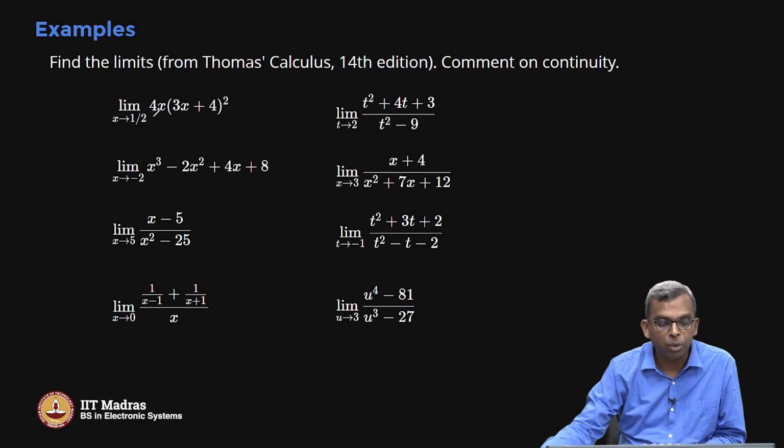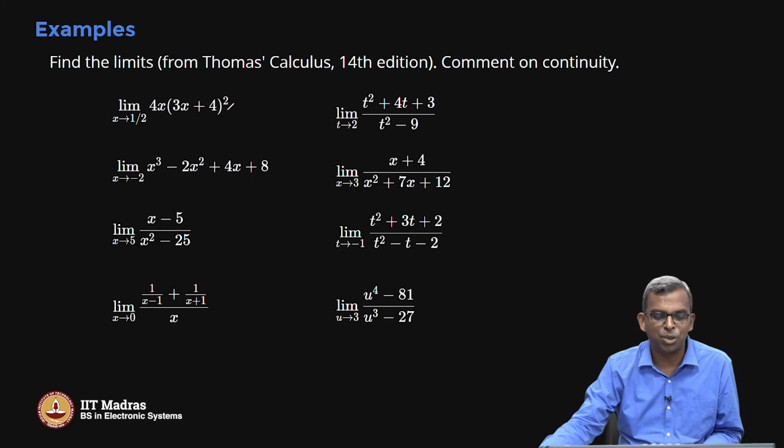So when you have to compute the limit for a polynomial, you simply substitute x equals half inside this, right? So you will get an answer. Okay, I'm not going to do it explicitly. I'll urge you to do it. So 4 into half is 2, 3 by 2 is 1.5, 5.5 whole squared times 2. That's the answer here. Okay, all right. Hopefully you can do this.